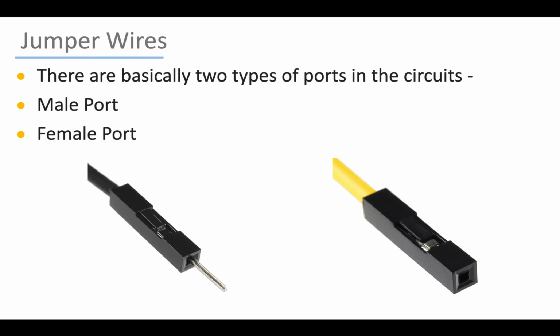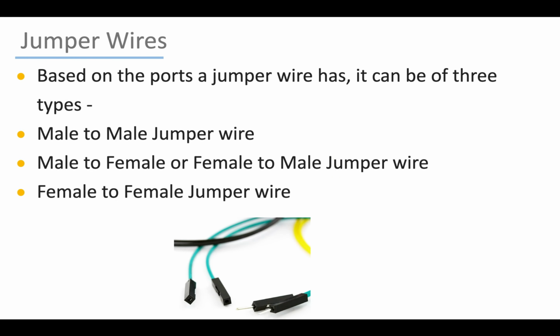Now, there are basically two types of ports in these circuits, which are male port and female port. Male port looks like this one, where we have a pin at the end, while female port looks like this one on the right, where we have a port in which we can insert that male pin. Now, based on the ports a jumper wire has, it can be of three types: male to male jumper wire, male to female or female to male jumper wire, and female to female jumper wire.